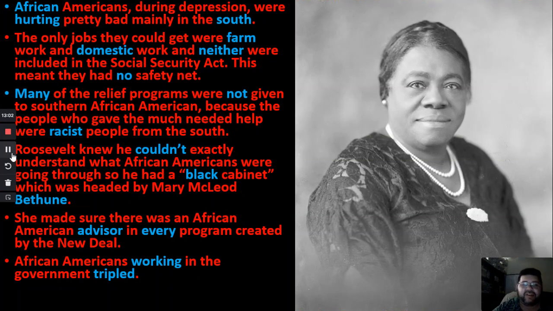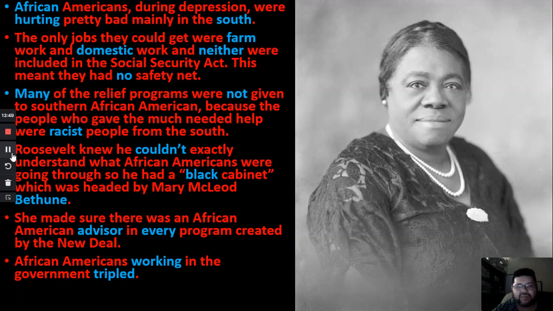Now, African Americans during the Depression, they had it pretty bad, especially in the southern states. Texas, Oklahoma, Louisiana, Mississippi, Georgia, Florida, South Carolina, North Carolina, Tennessee, Kentucky, Arkansas, places like that. They were really hurting down there. And the only jobs they could get were basically farm working and being domestic servants, being a maid and stuff like that. And neither of those jobs put money into the Social Security system. So when they got old enough and they wanted to take out Social Security, they couldn't because they didn't put into it.